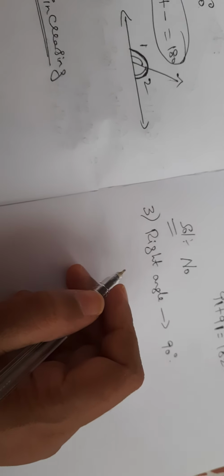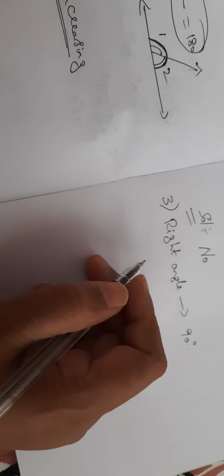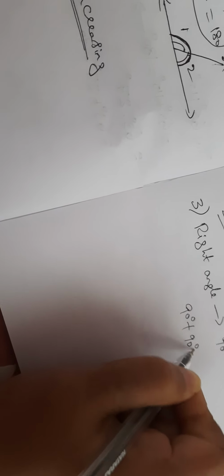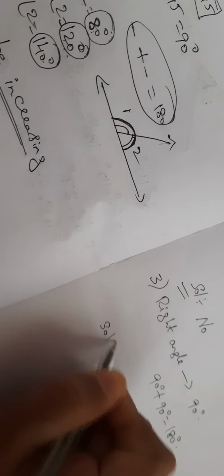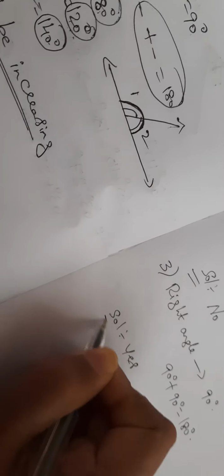A right angle is 90 degrees. 90 degrees means now you see 90 plus 90, so we get here 180 degrees. So two angles will be supplementary if both of them are right angles. The answer for this is yes.